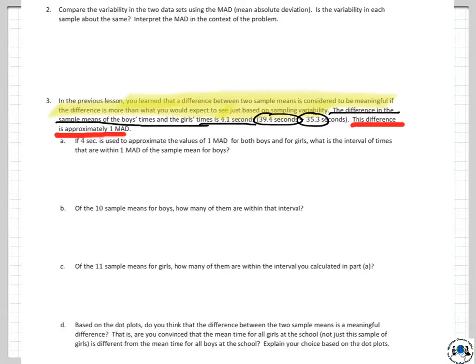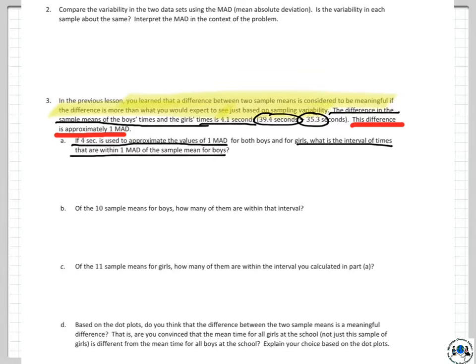So if 4 seconds is used to approximate the values of 1 MAD for both boys and girls, what is the interval of times that are within 1 MAD of the sample mean for boys? Okay, so we're trying to get an interval that is within 1 MAD of the sample mean for boys. So why don't you ponder that question?